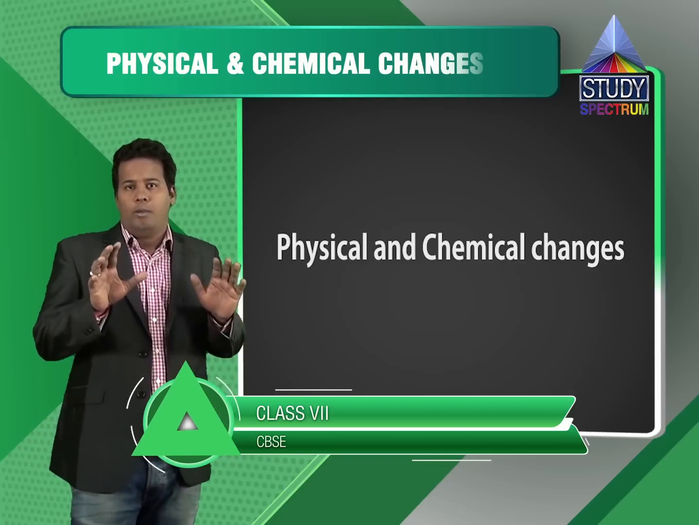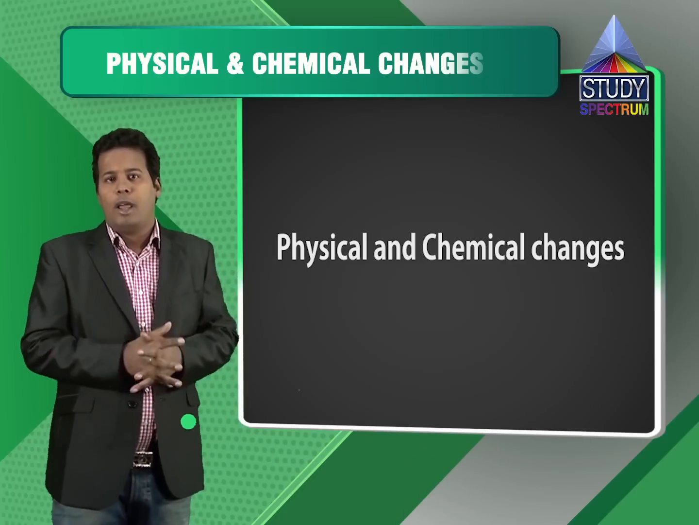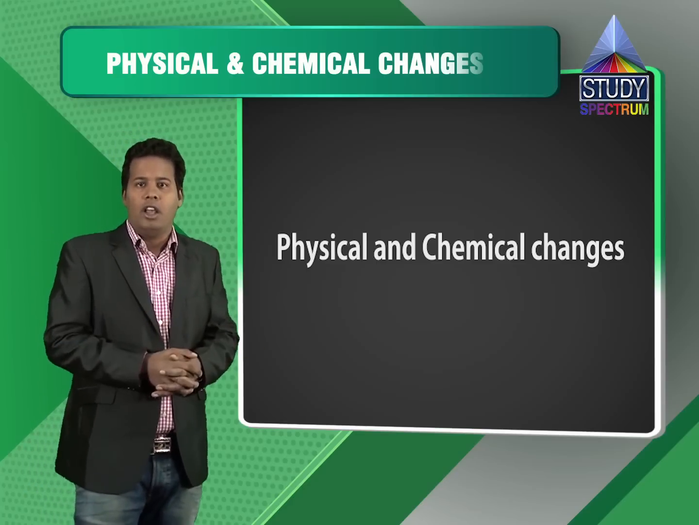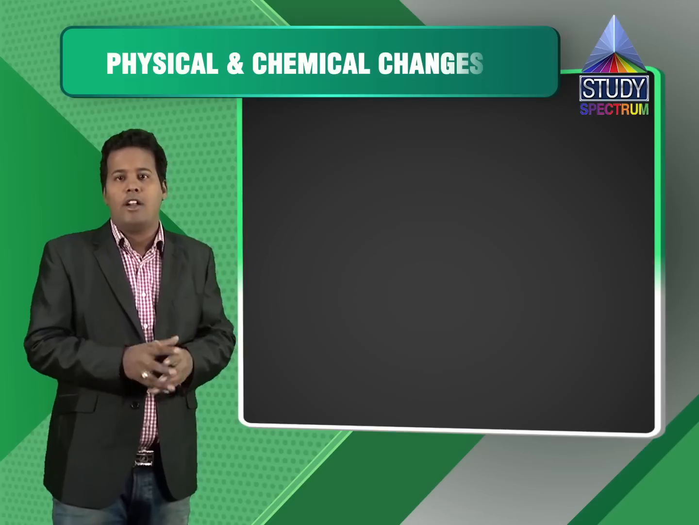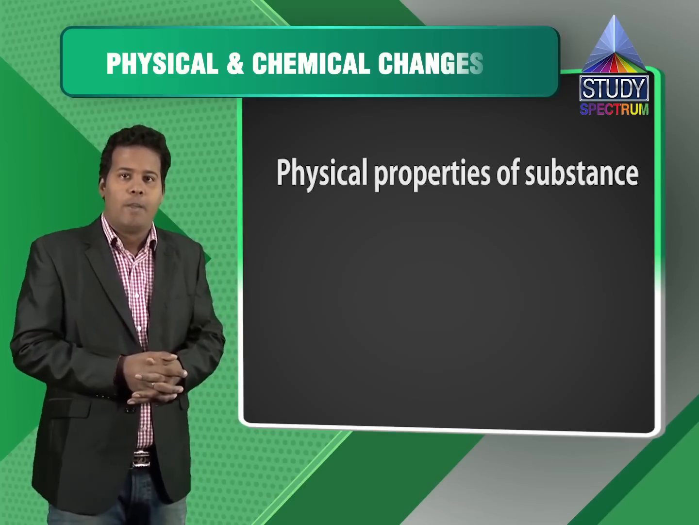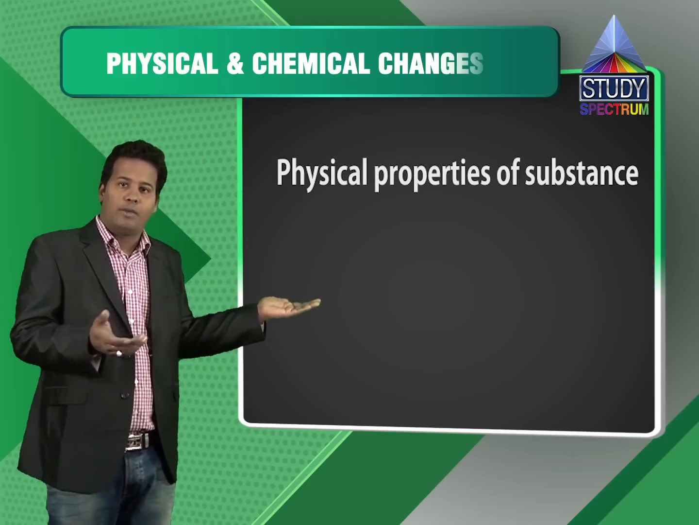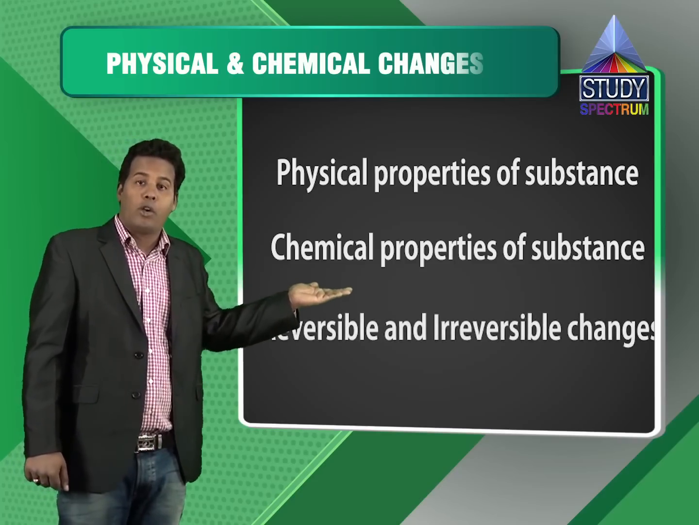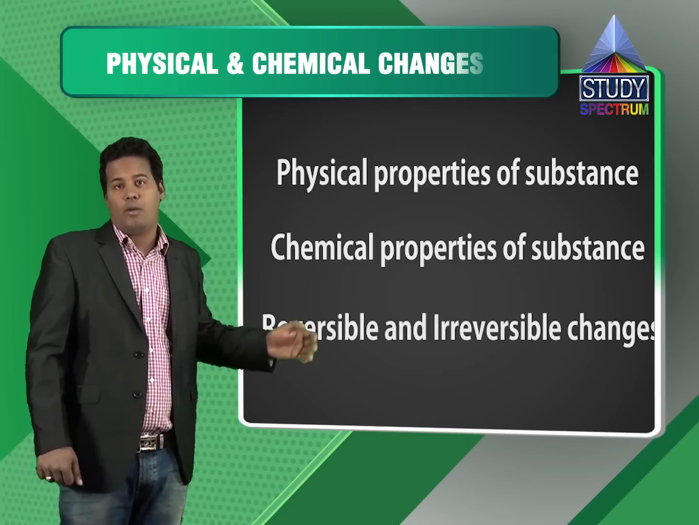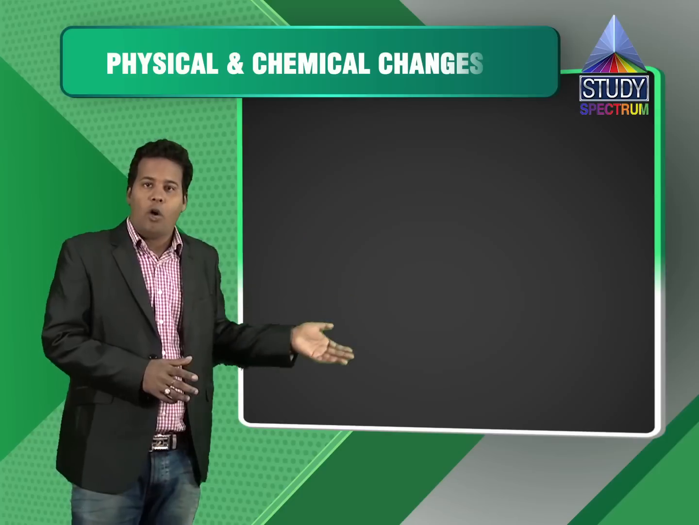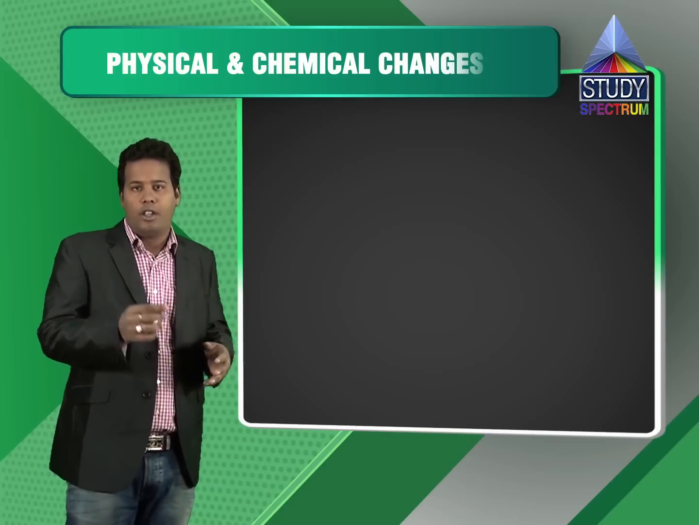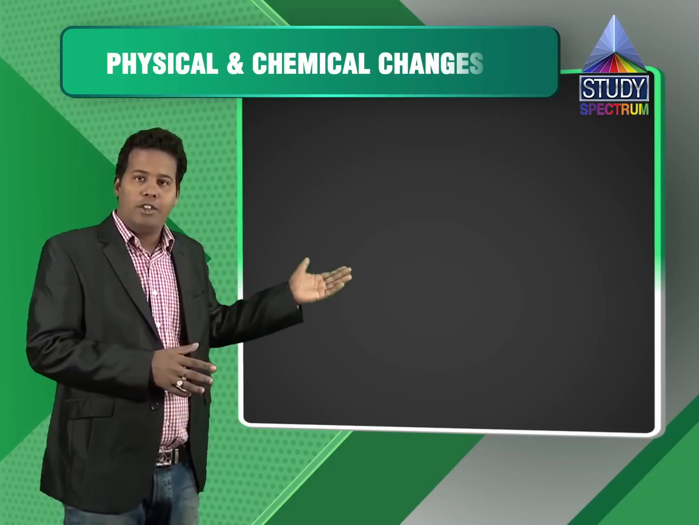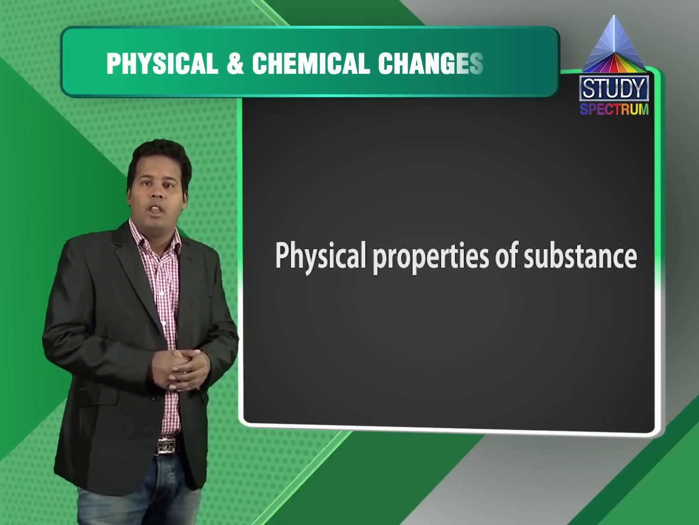Now, before we go into physical and chemical changes, to understand their scientific meaning, it is very important to understand a few terms, which are physical properties of a substance, chemical properties of a substance, reversible process and irreversible process. I will explain all these four terms with the help of an example for each. We'll start with physical properties of a substance.